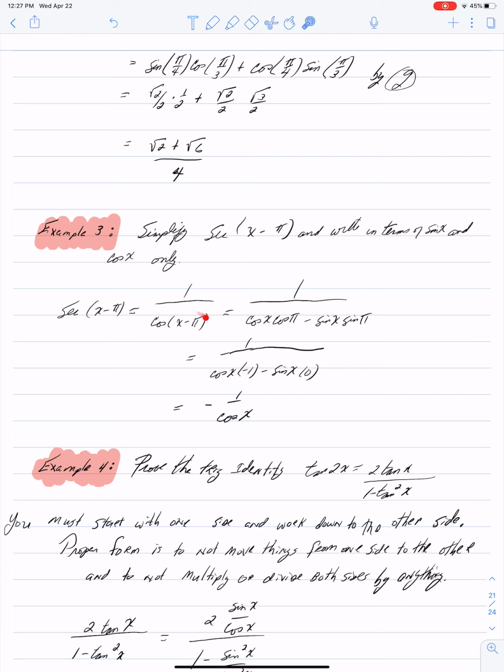But now this requires the angle subtraction formula for the cosine. And what's the angle subtraction for the cosine? Well, I see I've made a little error here. It is cosine x cosine pi, what? Add sine x sine pi.